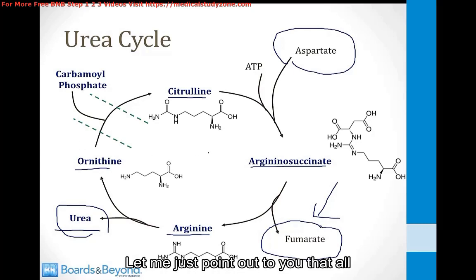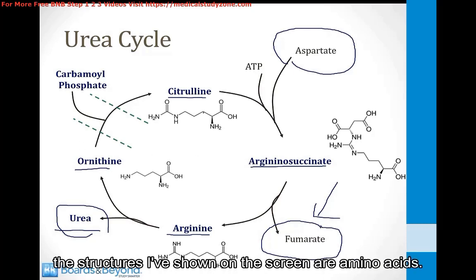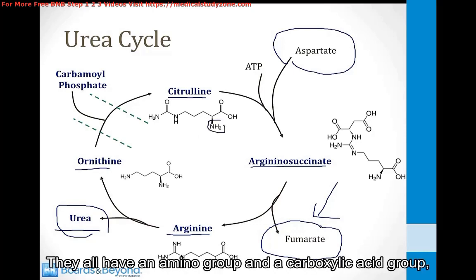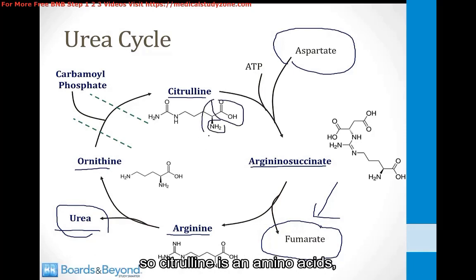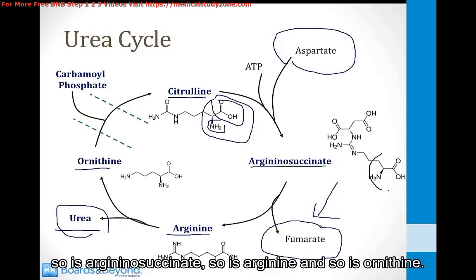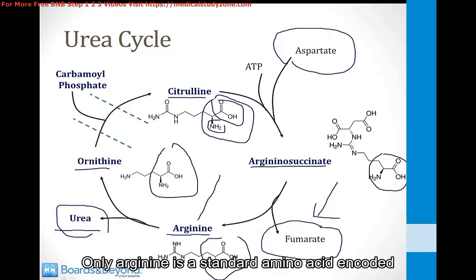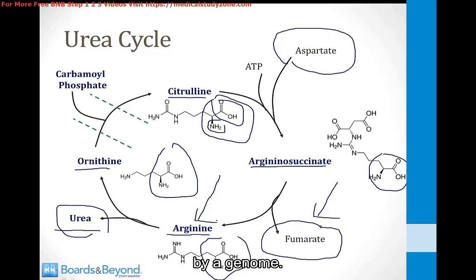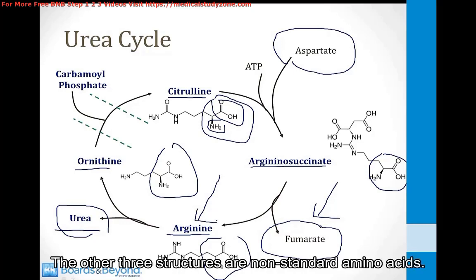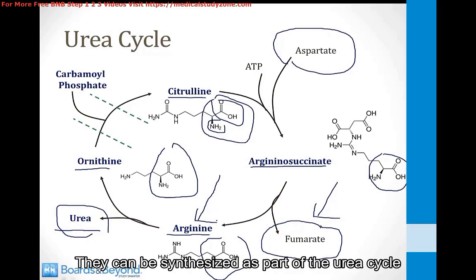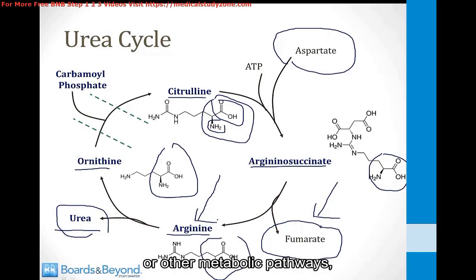Let me just point out to you that all the structures I've shown on the screen are amino acids. They all have an amino group and a carboxylic acid group. So citrulline is an amino acid, so is argininosuccinate, so is arginine, and so is ornithine. Only arginine is a standard amino acid encoded by our genome. The other three structures are non-standard amino acids. They can be synthesized as part of the urea cycle or other metabolic pathways, but they are not coded for by our genome.